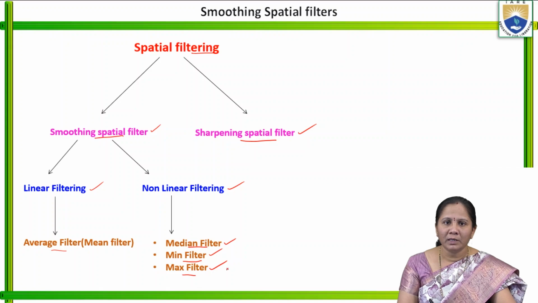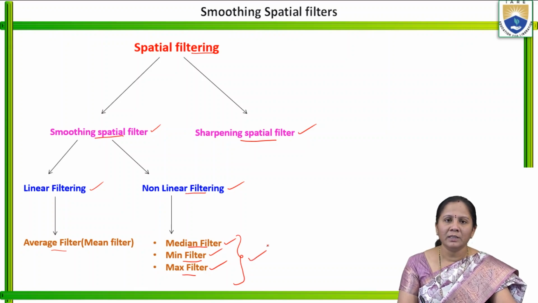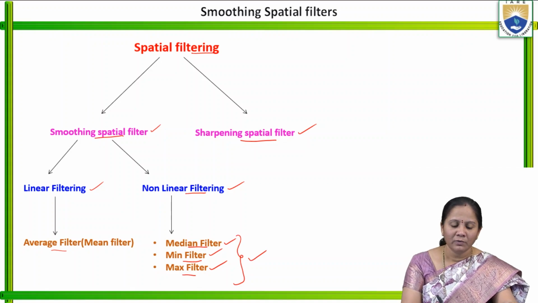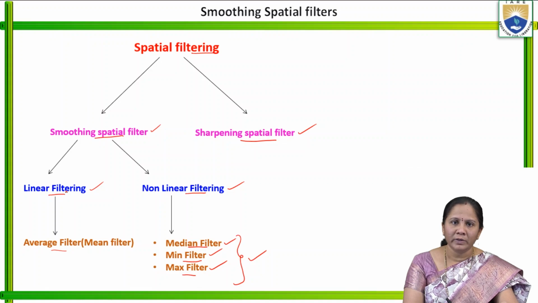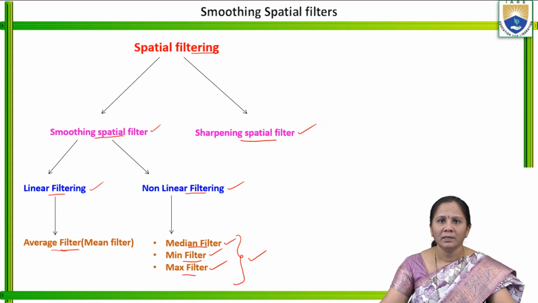Similarly for the maximum filter, considering all the neighborhood pixels of the center pixel, arranging them in ascending order, we see which pixel is the maximum and consider that maximum pixel value as the modified pixel value. These are the three filters that come under non-linear filtering. We will cover them in the upcoming sessions. In this session, we are going to cover linear filtering and learn about the average filter, which is also called the mean filter.